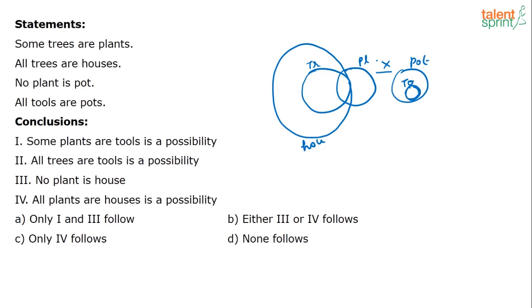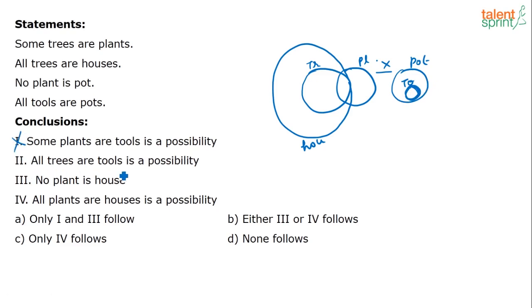Now, what is the first conclusion? So, this is the diagram. Some plants are tools is a possibility. I am looking at the first conclusion. Plants and pots are disjoint. And where is tools coming? Tools is coming inside pot. So, some plants are tools is a possibility? Definitely not, right? Definitely plants are not pots. It is given. So, plants can never have anything common with pots, so they cannot have anything common with tools also. So, first conclusion does not follow.